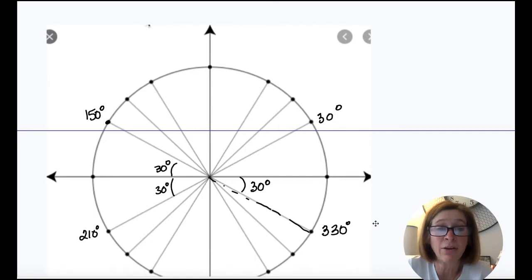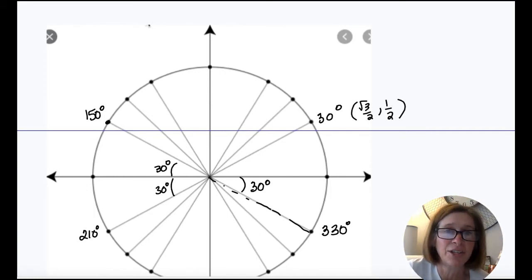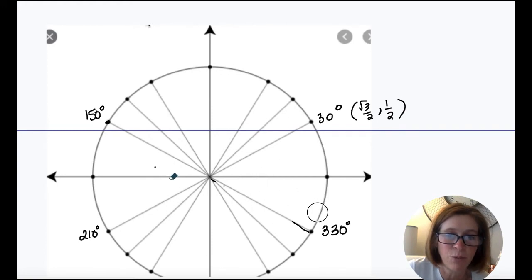Those angles are all going to have the same coordinate point that we came up with for 30 degrees, which was root 3 over 2, 1/2. The only difference is whether they're positive or negative based on the quadrant. Okay, let's look at the next set of angles. 45 was our next one. Let me keep that 330 there.